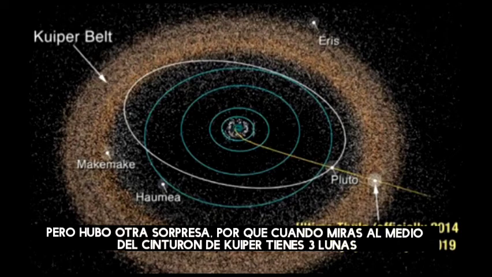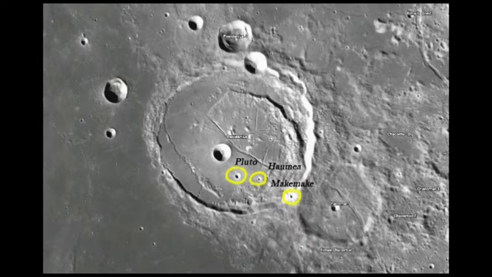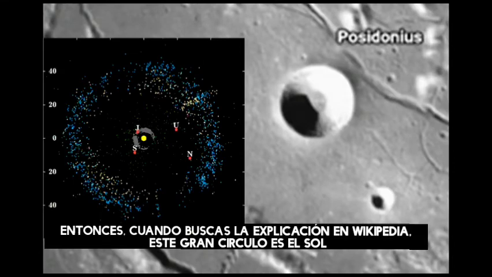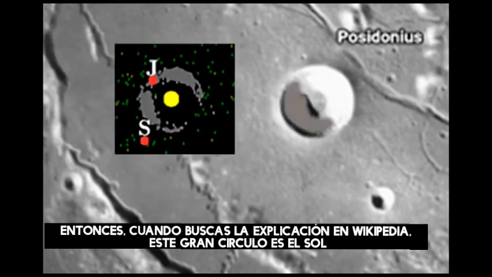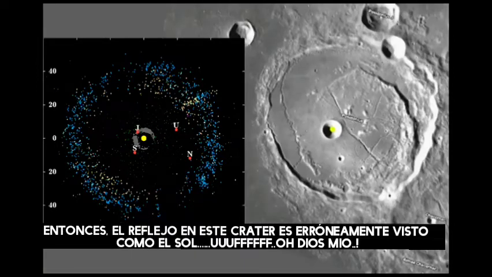But there was another surprise, because when you look in the middle of the Kuiper belt, you have 3 moons: Makemake, Haumea and Pluto. But what is this big crater in the center? So, when you look at the explanation on Wiki, this big circle is a sun. So, the reflection in this crater is mistakenly seen as the sun.